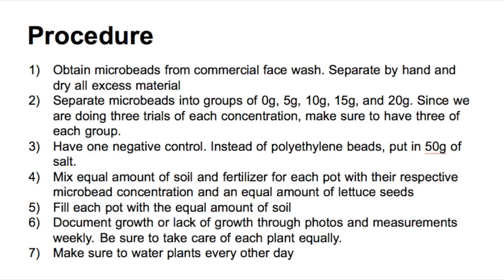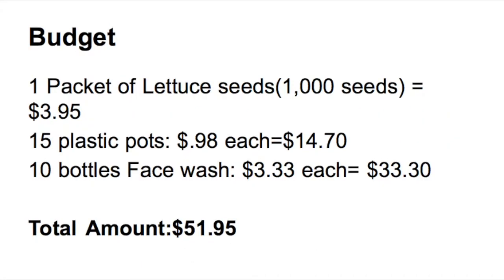plants every other day. Our budget will include 1 packet of lettuce seeds, which is 1,000 seeds, which is $3.95, 15 plastic pots, which are 98 cents each, which is total just $14.70, and 10 bottles of face wash, $3.33 each, which comes to a total of $33.30. So the total amount would be $51.95.